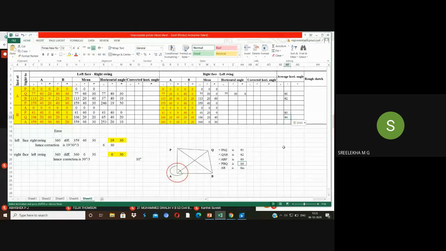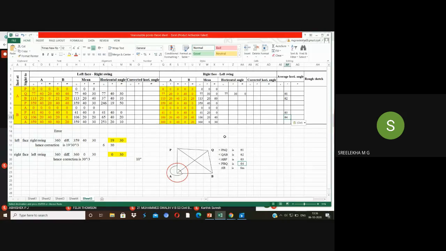I could not share the video of what we got from the lab. First of all, what is the difference between the horizontal repetition method and the horizontal reiteration method? Now I think you got an idea why we use the reiteration method. We use it where there are many horizontal angles to be obtained, many points between which you have to find the horizontal angle. If there are only 2 points between which you have to find the horizontal angle, we use the repetition method.